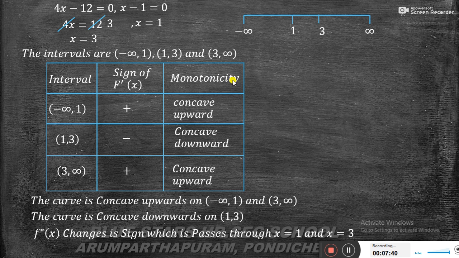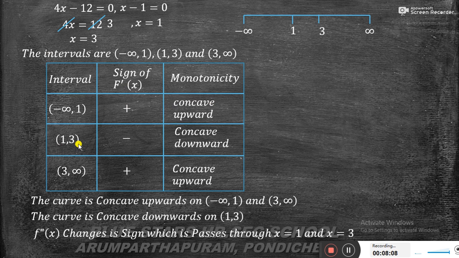Now again: minus infinity comma 1, 1 comma 3, 3 comma infinity. For minus infinity comma 1, you take any number and substitute in f double dash. Suppose I take x equal to 0 and substitute it in f double dash. I get f double dash of 0 equal to 36. 36 is positive, so I represent the sign as plus, and plus represents concave upward.